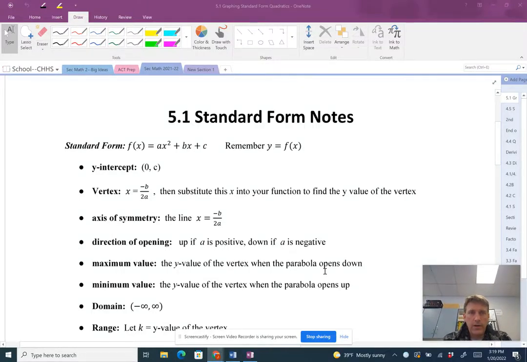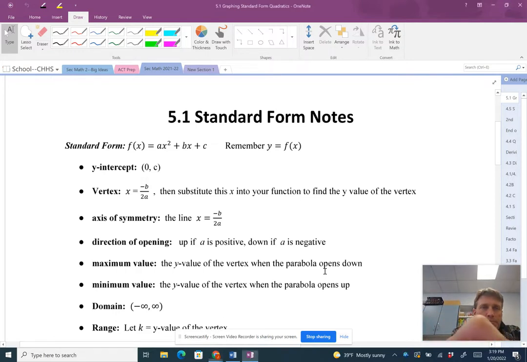Hi, welcome. We're starting a new unit on graphing quadratic equations. This first lesson is 5.1 on standard form. What is the information that we can get from a quadratic equation in standard form?